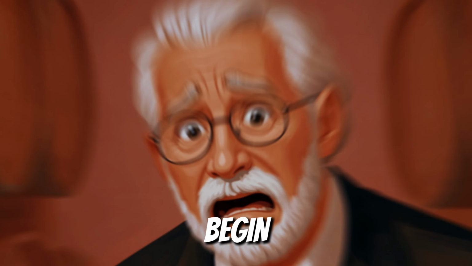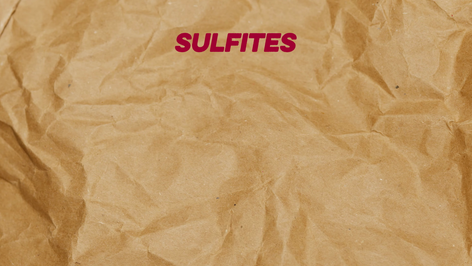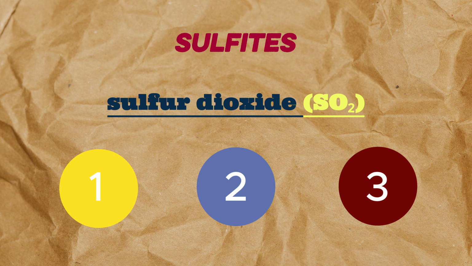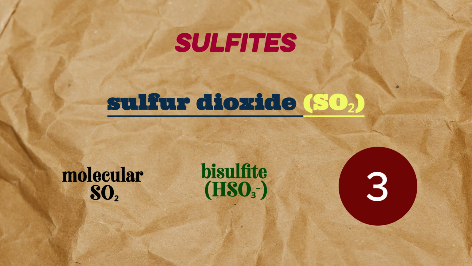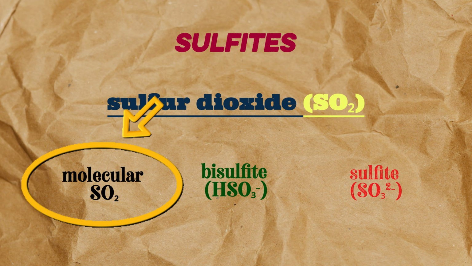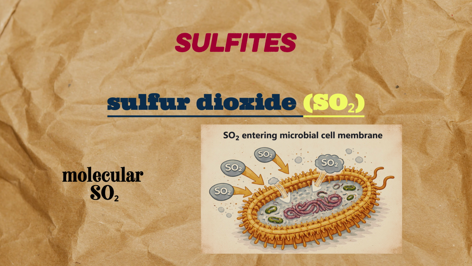So, let's begin. Sulfites exist in wine primarily as sulfur dioxide in equilibrium with its hydrated and dissociated forms: molecular SO₂, bisulfite, and sulfite. Among these, molecular SO₂ is the key active form because it can pass through microbial cell membranes and directly inhibit their activity, and its concentration is strongly influenced by pH.